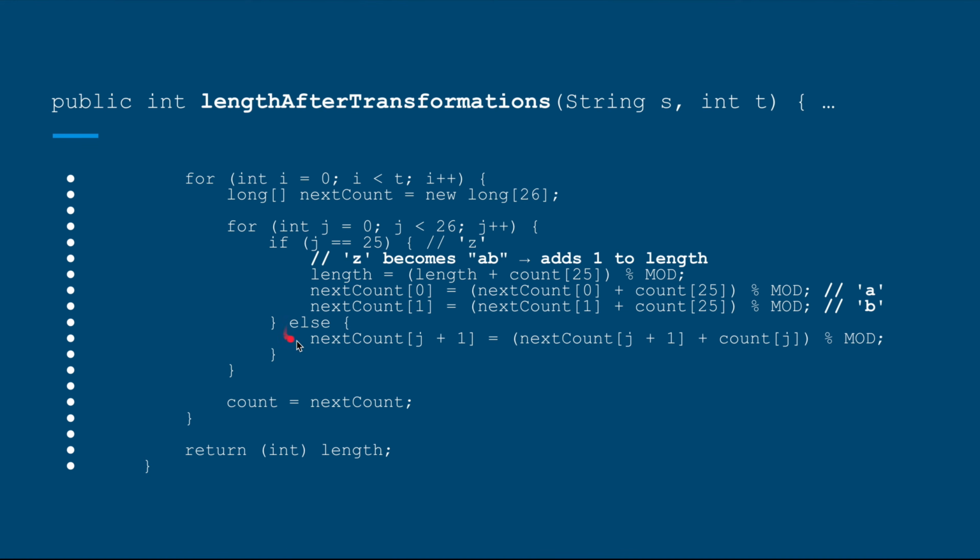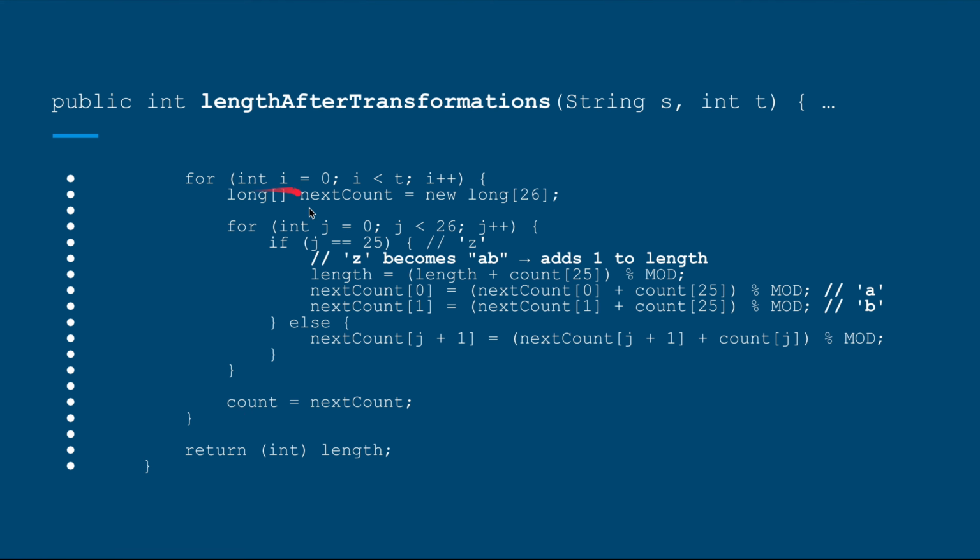If G is not coming, we'll maintain next count at J plus 1 equal to count at J. Similarly, we're doing it for the other characters, right? We are just moving to the next character. We're taking the mod. And then we'll update the count, right? Because from the next count, we'll update the count.